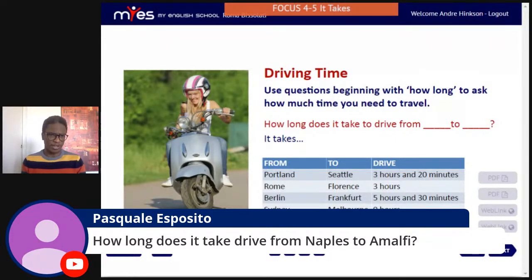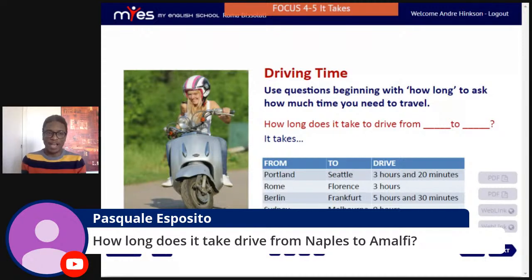I don't think it takes very long. I think it's a short travel, a short period of time. So how long does it take to drive? Remember, always use the infinitive, to drive from Naples to the Amalfi Coast. Yeah, how long does it take? Anyone can answer? I don't think it's a long time. Pasquale, how long does it take? Can you tell me? Maybe about 30 minutes? I'm not sure.